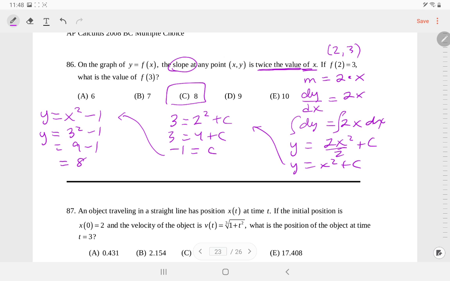Let's see. Let me just make sure with Mr. Calculus that I didn't make an error. I was thinking that was going to be an accumulation function. If the equation was more complicated, I guess that would have been. Yeah, he also got 8.